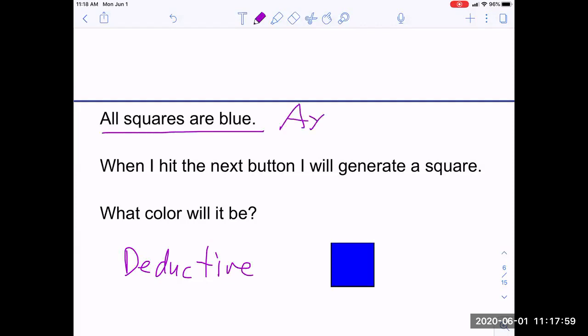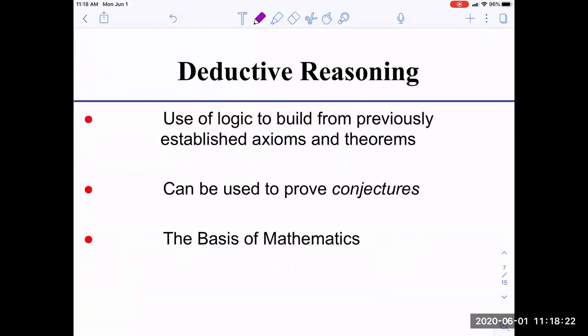This is called an axiom, which is taken to be true. And the word all. So if that's taken to be true, all squares are blue, then the next square has to be blue. So we're basing this on logic, where we had an established axiom that all squares were blue. And now we can use this to prove conjectures. And this really is how math works. It's an axiomatic system that uses logic to progress.